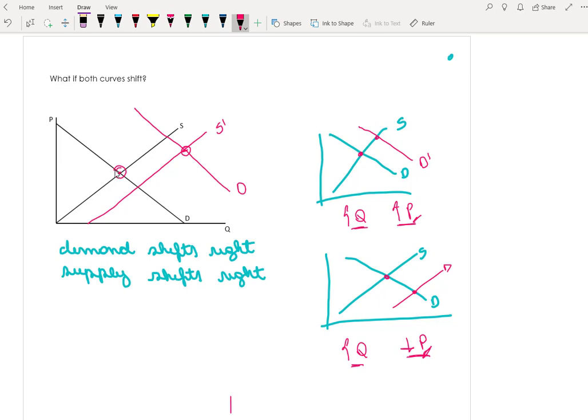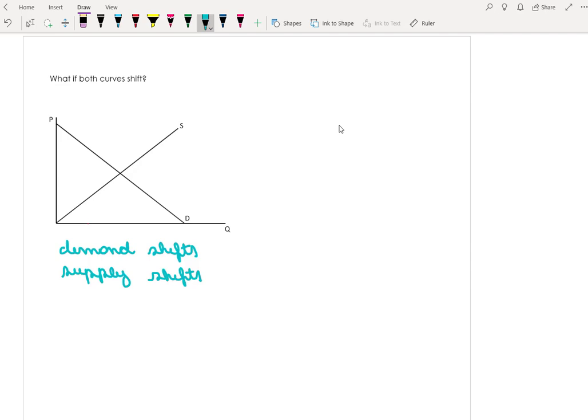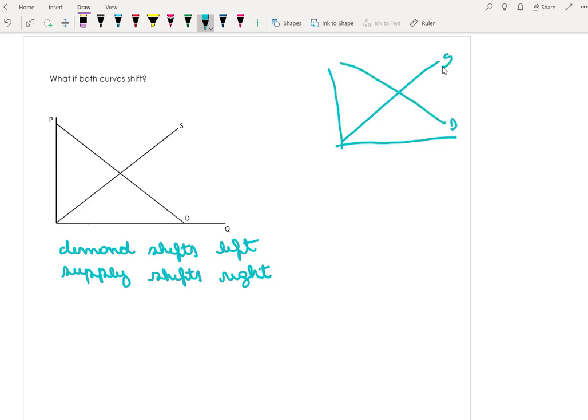Now, let's see another example. Assume now that the demand shifts to the left and the supply shifts to the right. Again, let's draw both cases separately. So, let's shift the demand to the left. You can see that quantity went down from here to here, and price also went down.